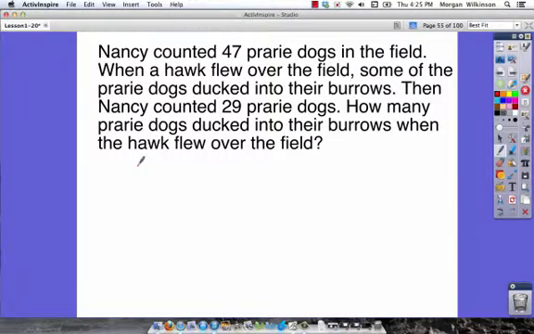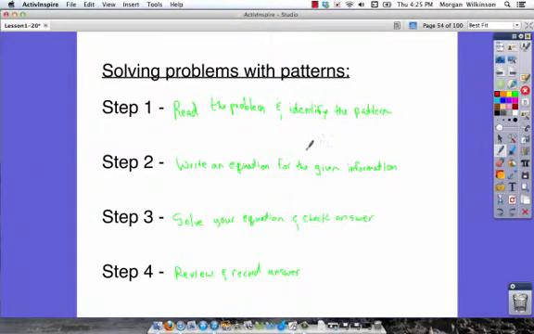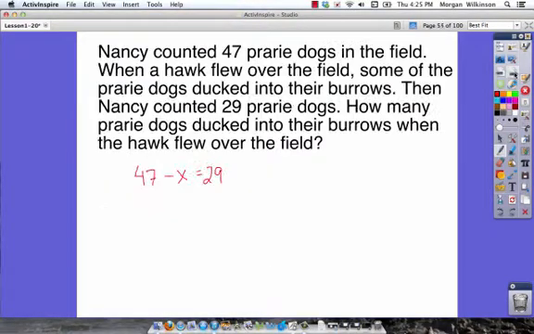We can write that out, what we just said. We start with 47, we take some away, minus x, is equal to 29. You could have called x PD for prairie dogs, or just P for prairie dogs. That would have been fine. You can call it anything you like here. We just don't know what the value is yet. Now let's look back. Step 2, write an equation for the given information. We just did that. Step 3, solve your equation and check the answer.